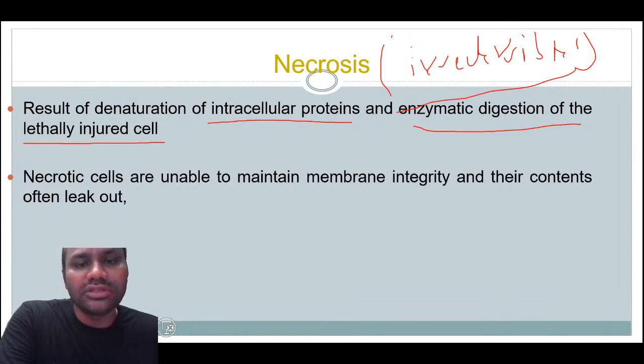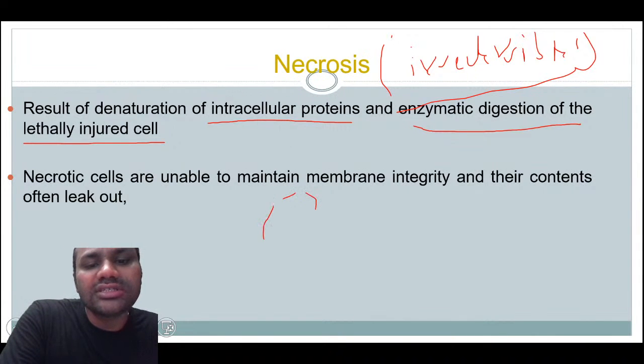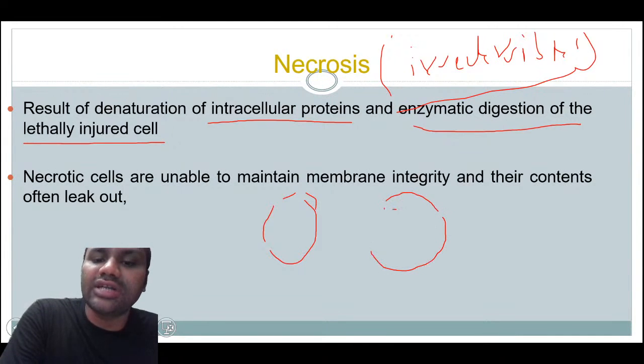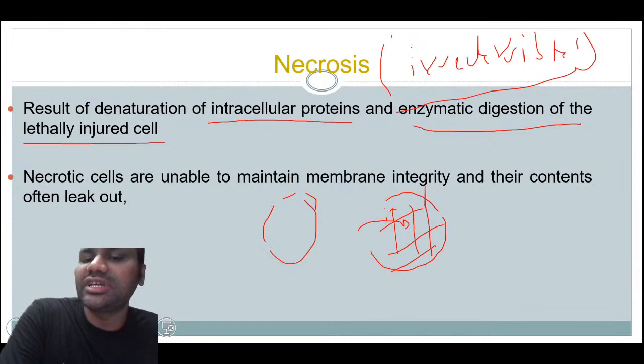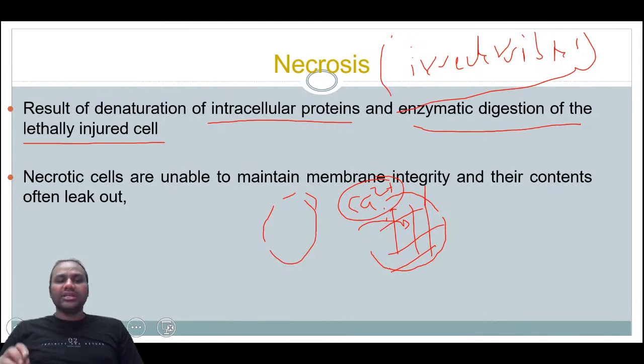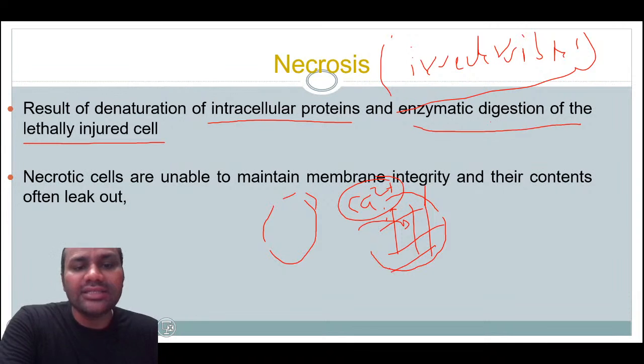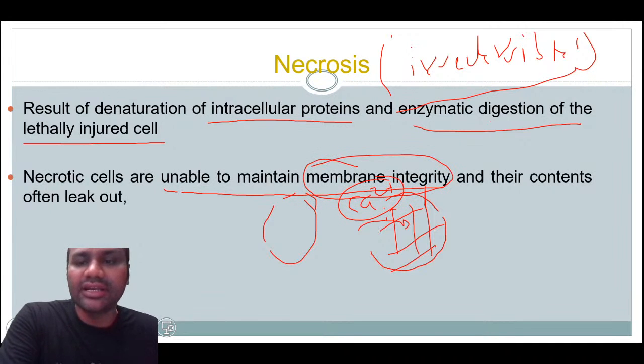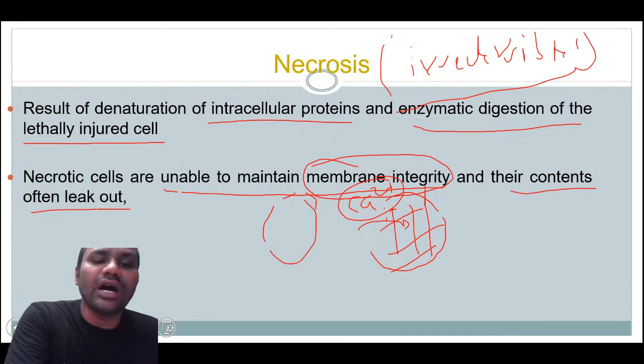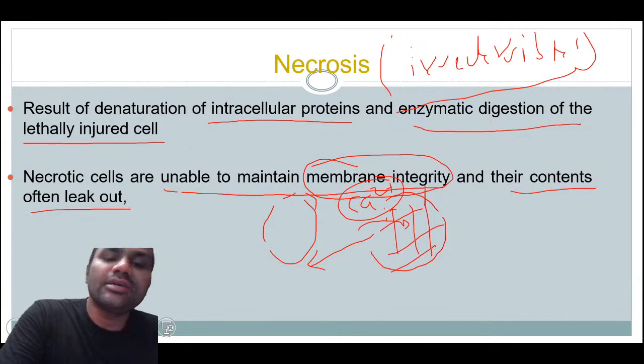So this is a cell. Whenever the plasma membrane is broken, the internal cytoskeleton is digested by the enzymatic digestion of proteases, because calcium is activating those enzymes. This will result in enzymatic digestion, and hence necrotic cells are unable to maintain membrane integrity. As we have already said, they are unable to maintain membrane integrity, and their contents often leak out. Because of that leak, we can see biochemical changes in the blood.